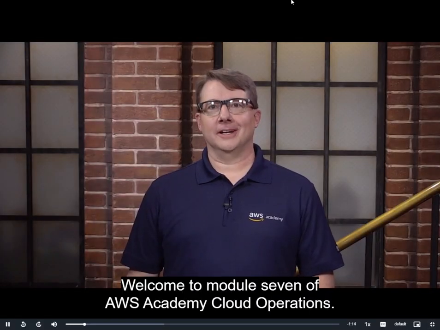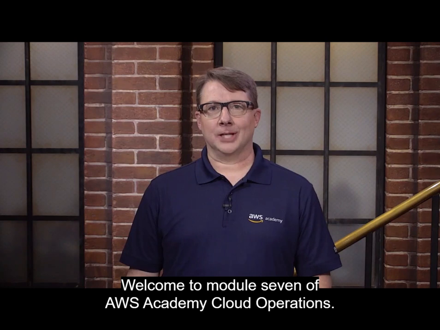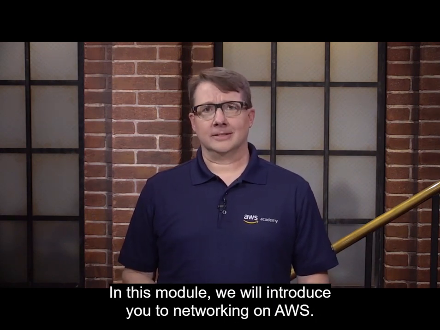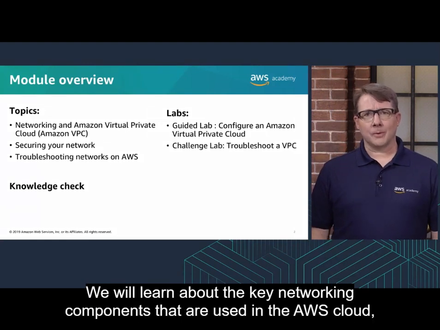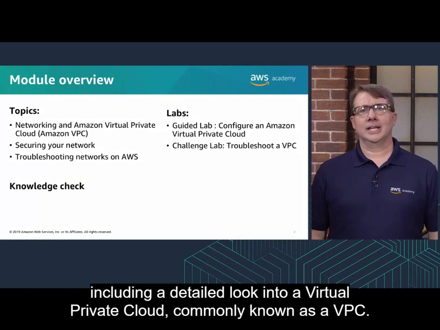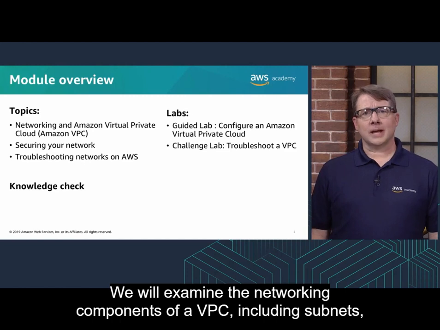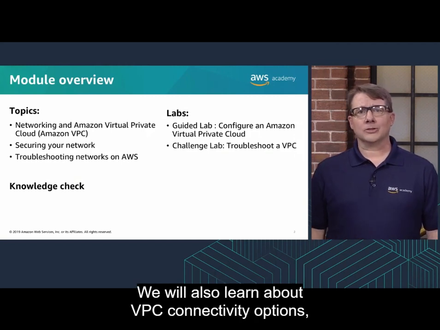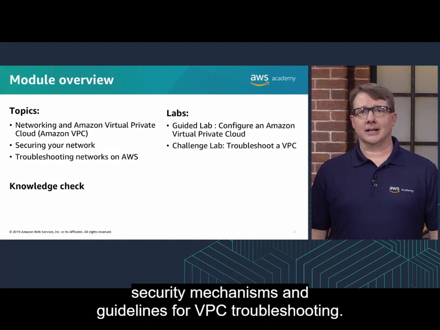Welcome to Module 7 of AWS Academy Cloud Operations. In this module, we will introduce you to networking on AWS. We will learn about the key networking components that are used in the AWS cloud, including a detailed look into a virtual private cloud, commonly known as a VPC. We will examine the networking components of a VPC, including subnets, route tables, and gateways. We will also learn about VPC connectivity options, security mechanisms, and guidelines for VPC troubleshooting.